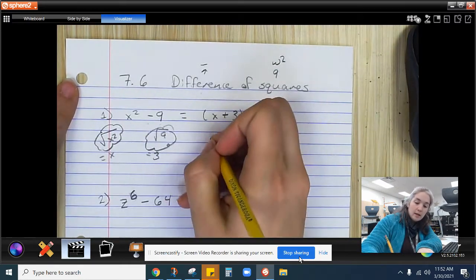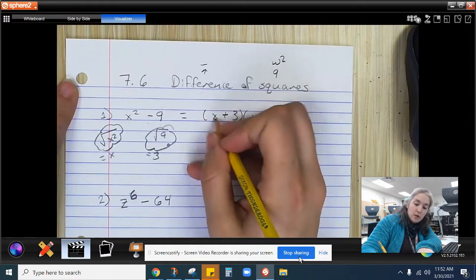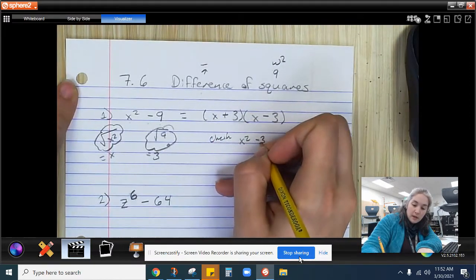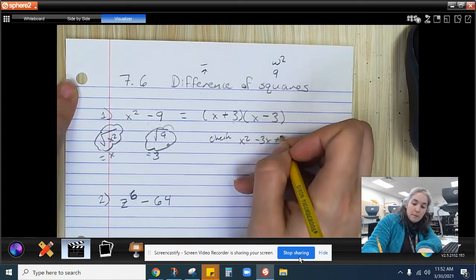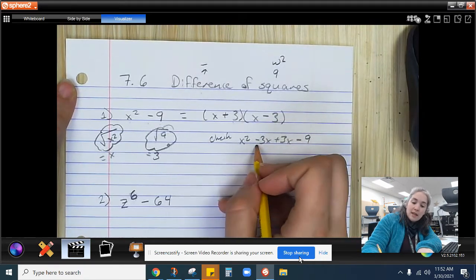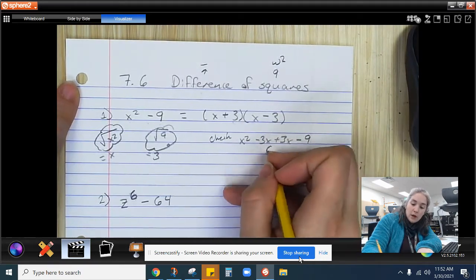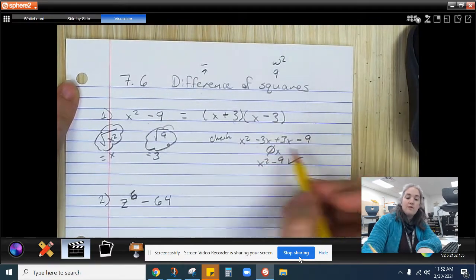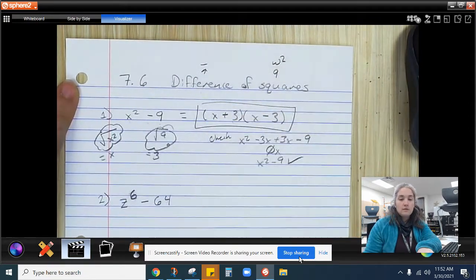Let's do a check. If we do x times x, we get x squared. X times negative 3 would be a negative 3x. 3 times x would be a positive 3x. And then 3 times negative 3 is a negative 9. Wait a second, negative 3x plus 3x gets me 0x. So I'm left with x squared minus 9. So this, in fact, worked. This is the answer.